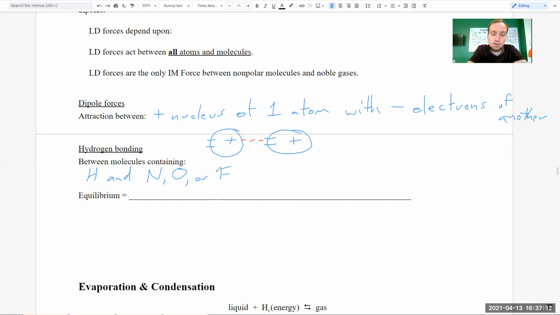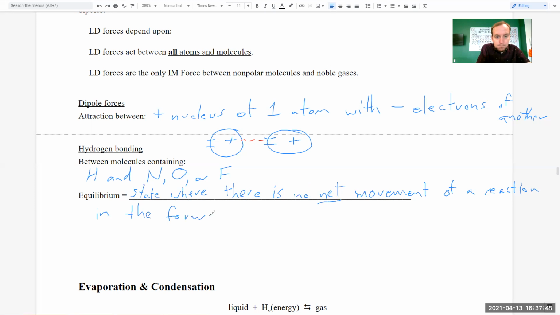Very, very important weak interaction for life. Equilibrium is a word we're going to see a little bit more coming up. Equilibrium basically is a state, and I don't mean a phase, I'm not talking about solid, liquid, or gas, where there is no net movement. No net movement, that's the key word, of a reaction in the forward or reverse reaction.